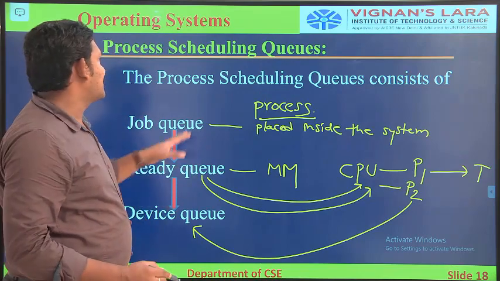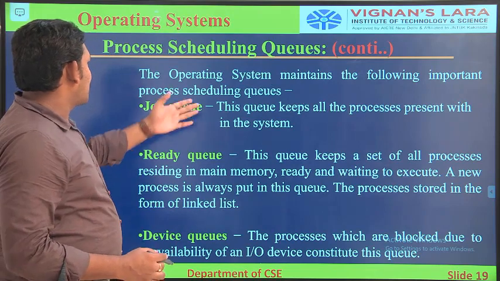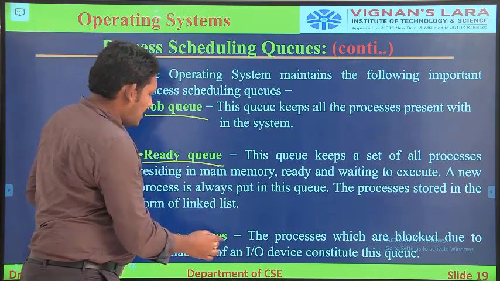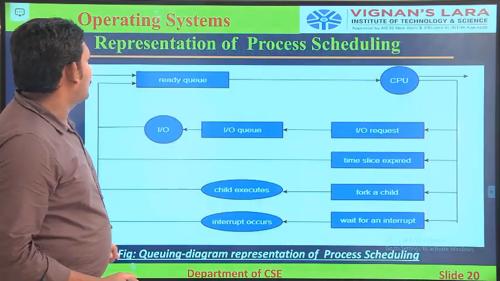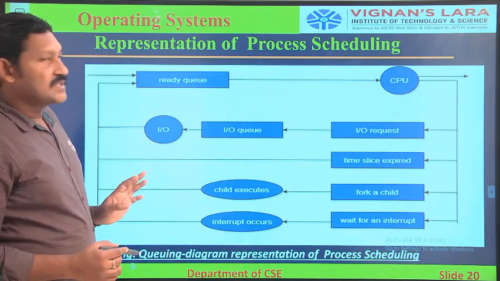This is what happens inside the process scheduling queues. Again, we have specified the use of the job queue, the ready queue, and the device queue. So pictorially we are representing it here.